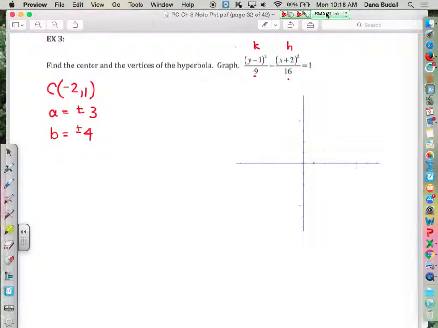So if we go through and we plot that center at (-2, 1). And then from that center, since the Y is first, this one opens up and down. I usually write that so I remember which way to go for A. So up and down 3. And then left and right 4. 1, 2, 3, 4. Connect all of these to create the box. Draw those asymptotes in.